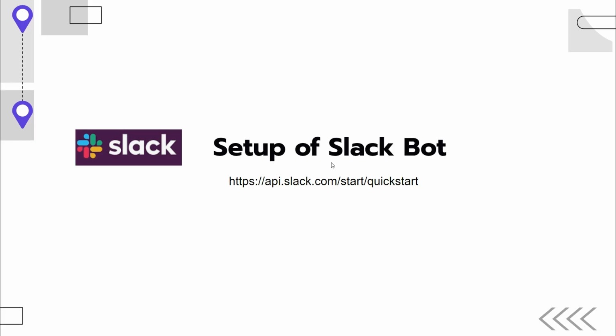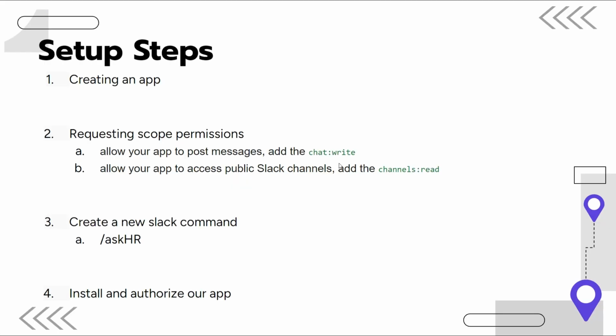Let's go ahead and set up the Slack bot. We'll do a walkthrough of the Slack developer portal quick start first. There are four steps to the setup. We'll first create a Slack app. Then we'll give it the right permissions, including the authorization to post to our channel and the ability to access public Slack channels in our workspace. We'll then create a new Slack command, and then we'll install and authorize the app and test it.